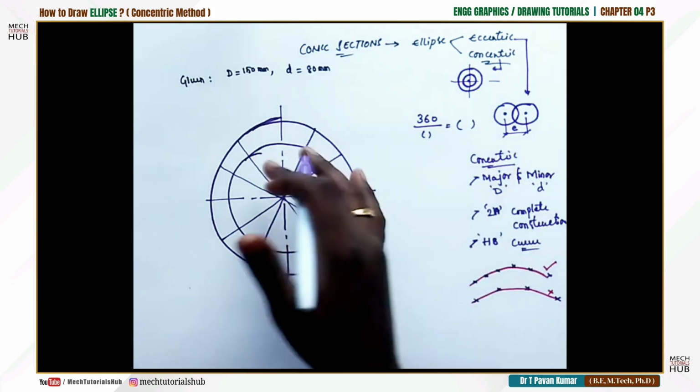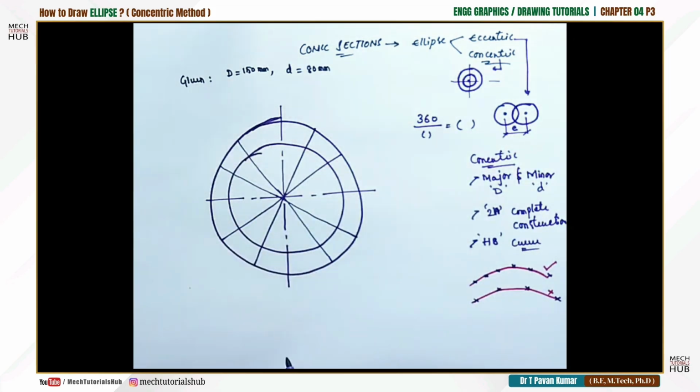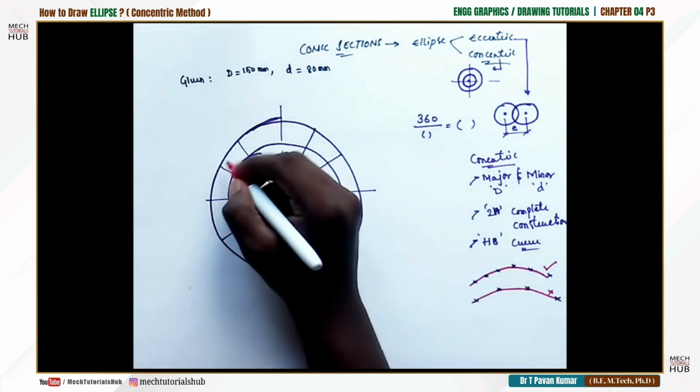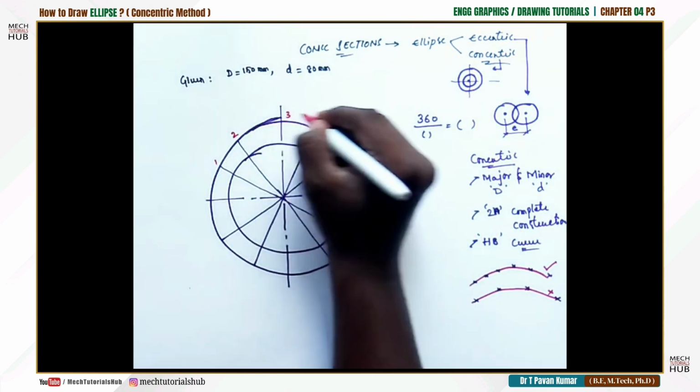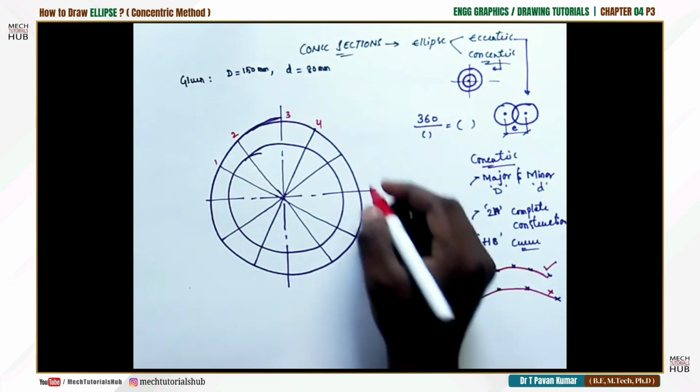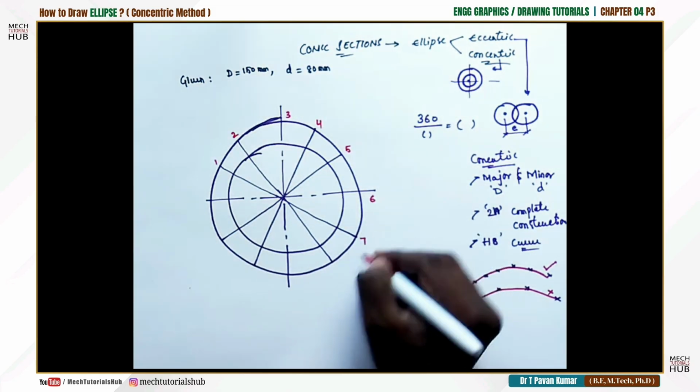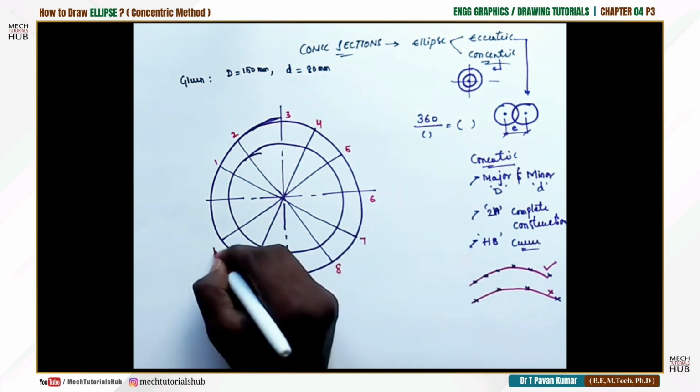That angle you need to consider to divide this into number of segments. Fine. Let us name this. Wherever this line is meeting with this particular point on the major circle, I'll name it as 1, 2, 3, 4, 5, 6, 7, 8, 9, 10, 11 and 12.